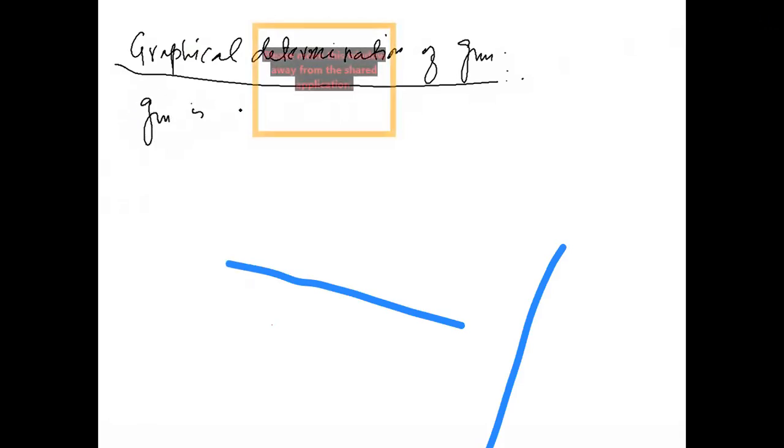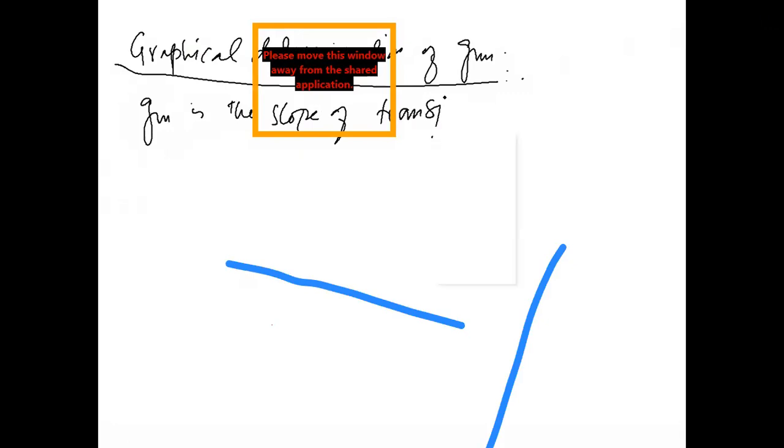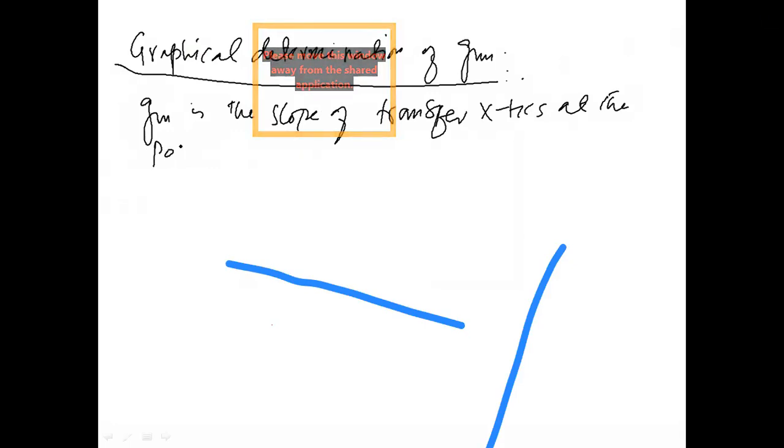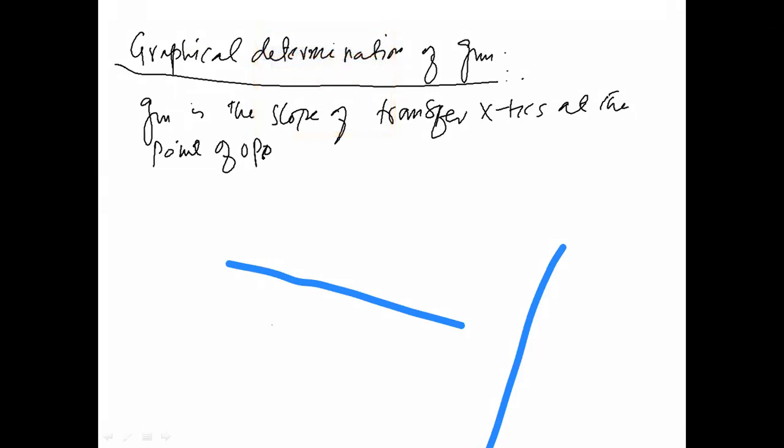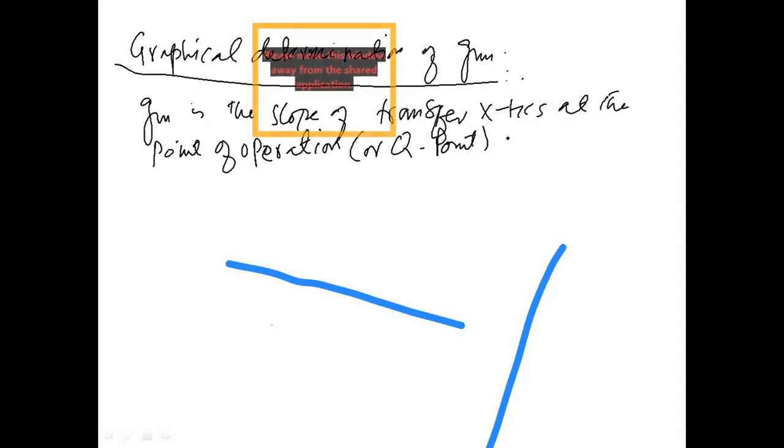Gm is the slope of transfer characteristics at the point of operation or Q point. ठीक, अभी समझ आ रही इस बात की?